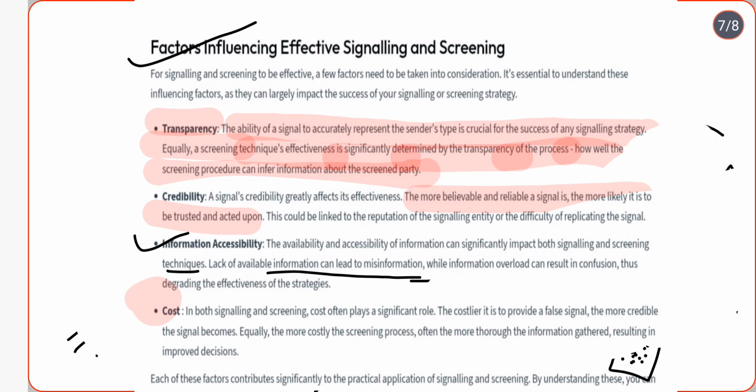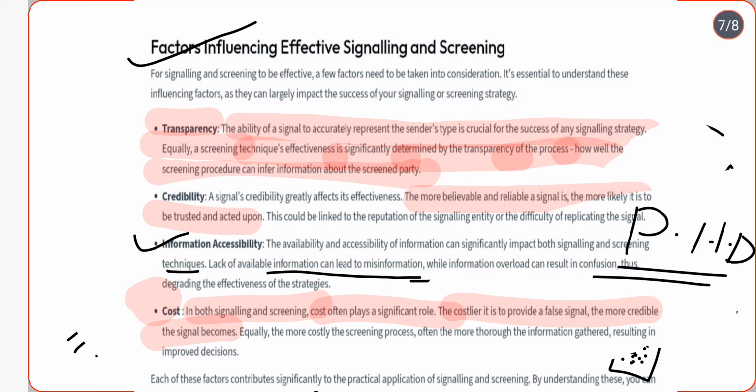And the last one is cost. Cost basically represents that in both signaling and screening, cost often plays a significant role. The costlier it is to provide a false signal, the more credible the signal becomes. As I have given the example, a PhD degree is very costly to fake. So if you have a PhD degree, it becomes very reliable for the interviewers that obviously you are a good candidate, because acquiring a PhD is very difficult and a very hectic job. So obviously you have a lot of knowledge, wisdom and intuition, that's why you have obtained the PhD degree.